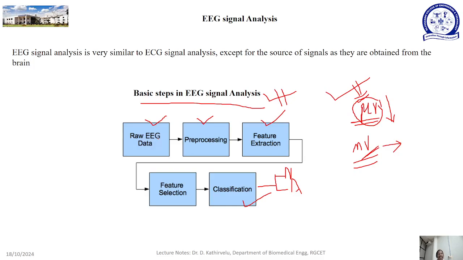You get the raw EEG data, which is not free from noise, which will be influenced by noise. In pre-processing, we denoise it, we remove the unwanted signal, and we get the pure form of the signal. From the pure signal, we apply signal processing tools to extract features which are of clinical importance, and those clinically relevant features are given to a system, and the system is trained to classify them as normal and abnormal.